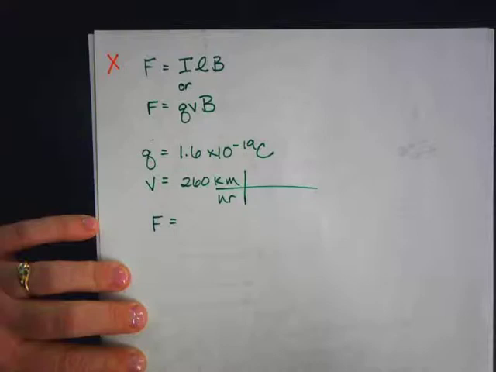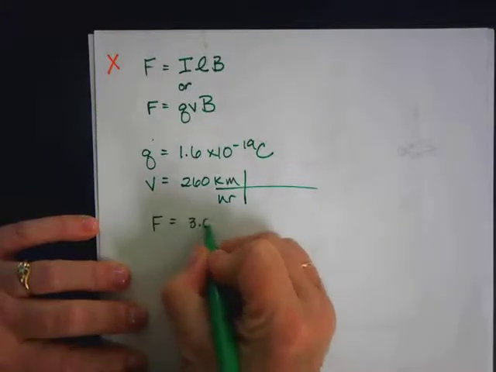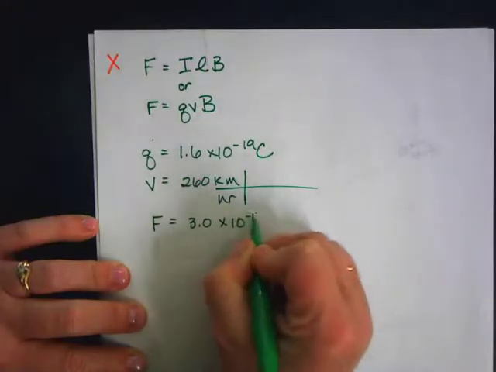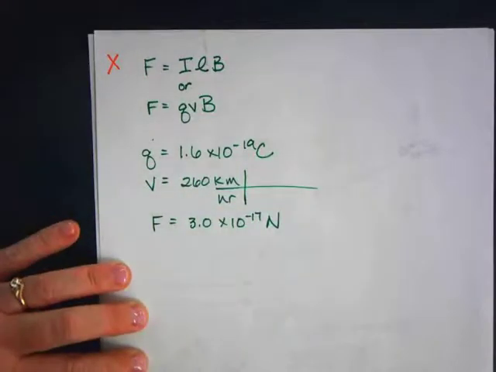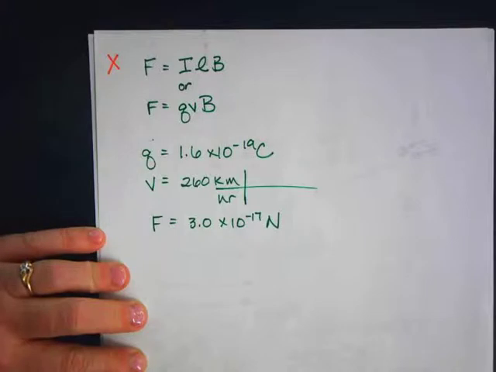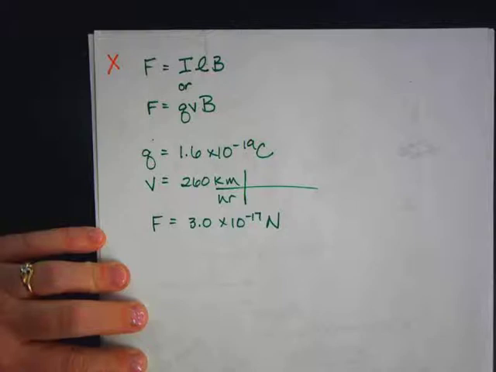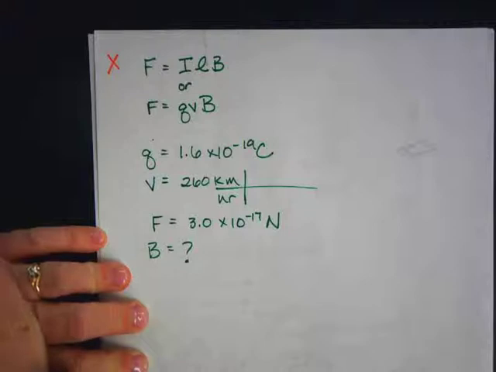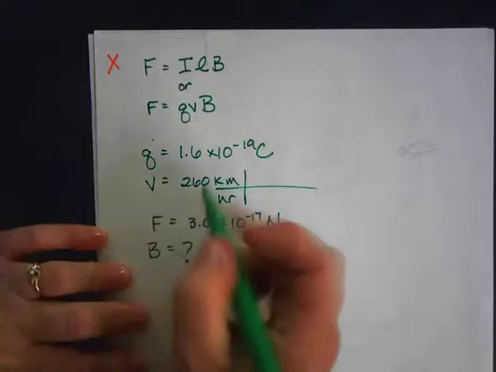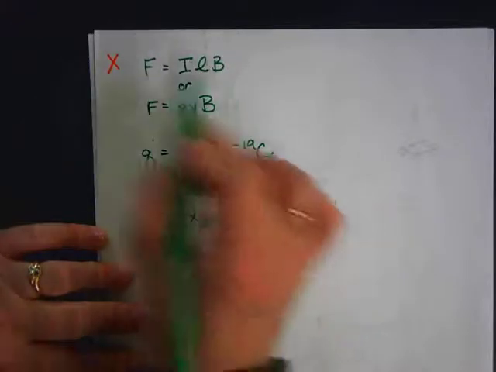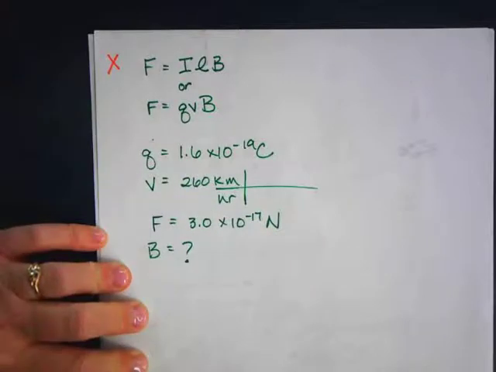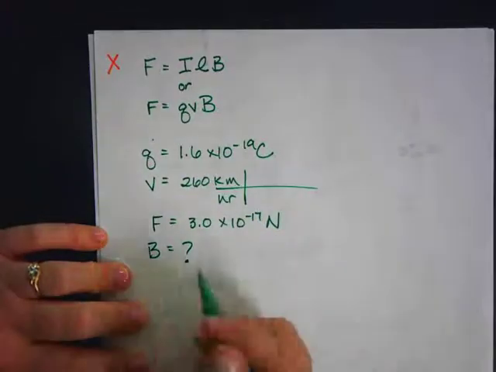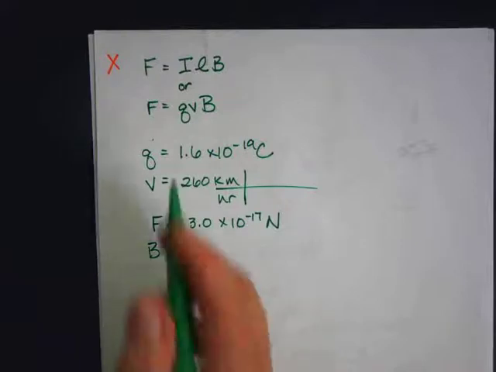The force that's produced to make that electron accelerate is 3 times 10 to the negative 17th newtons, which is really, really small. But remember, an electron is really, really small as well. So you don't need a huge force to make that happen. And we are going to solve for the strength of the magnetic field. Okay? It's good to note that it's perpendicular. All of these have to be perpendicular to make that equation work. The next problem I'll do is not perpendicular, so I'll show you how to do the trig function part.